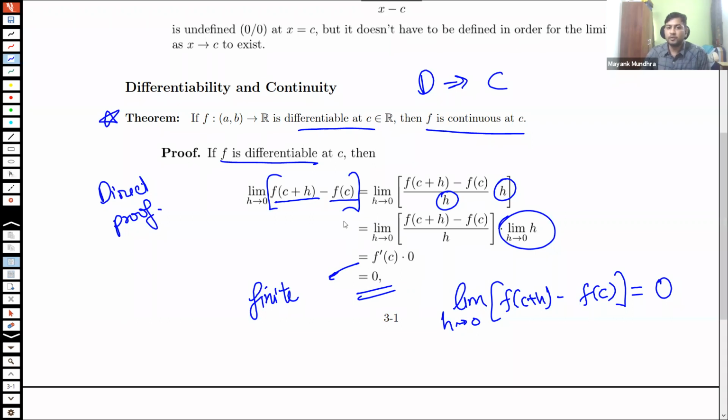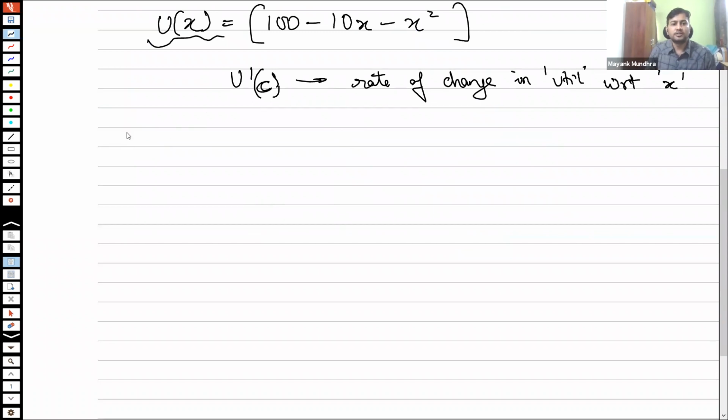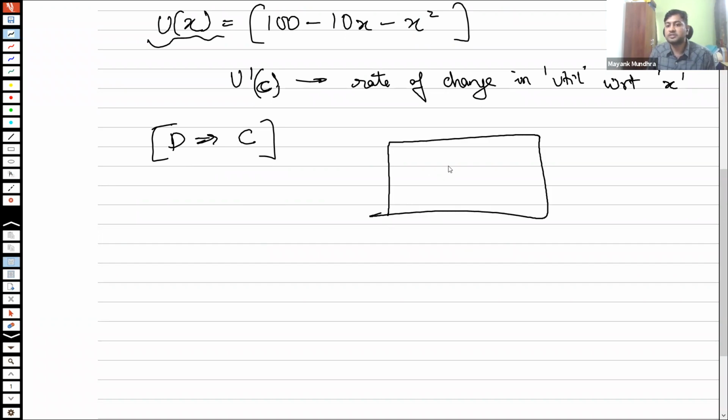Another way to do the same proof, just for some mental exercise, would be an indirect proof. So let's try to build an indirect proof. Suppose I want to show differentiability implies continuity. In the class of all differentiable functions, this is the class of all continuous functions. So the set of differentiable functions is a subset of all the continuous functions.